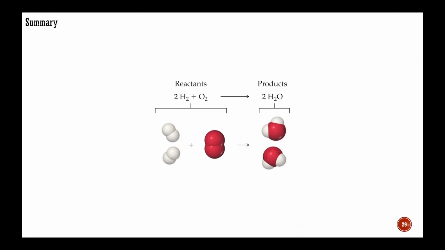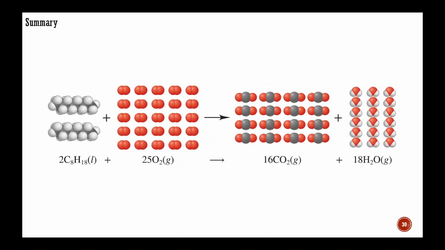To sum up, in this lecture, you have learned that chemical reactions are represented by chemical equations. Substances that undergo change are called reactants and are written on the left side of the equation, while substances that form are known as products and appear to the right of the reaction arrow. You have also learned that chemical equations must be balanced in accordance with the law of conservation of mass. The number of atoms of each element in the reactants must equal the number in the products.